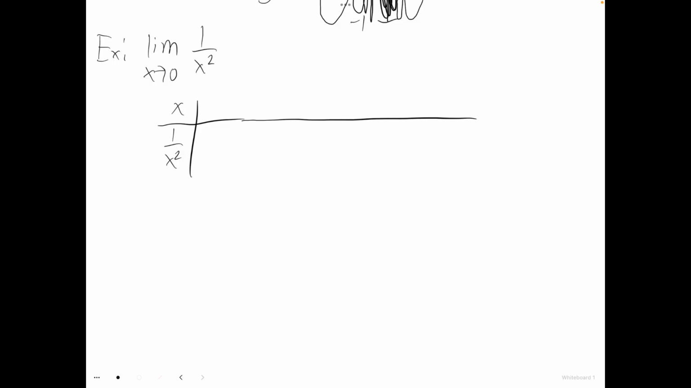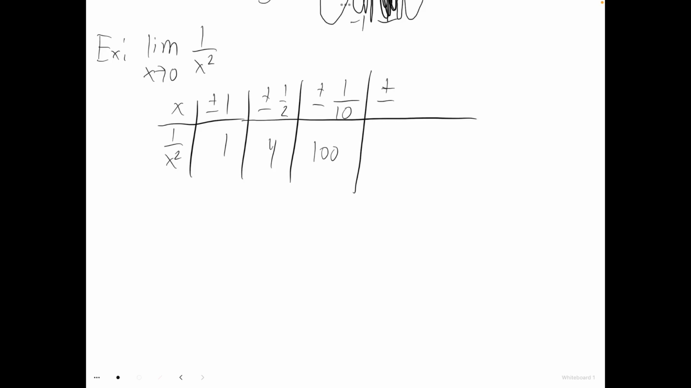And now, once again, I'm squaring everything and approaching 0, so the plus and minus are going to have the same output. So if I plug in 1, I get out 1. If I plug in plus or minus 1/2, I get out 4. If I plug in plus or minus 1 over 10, I get out 100. If I plug in plus or minus 0.001, I get out, I think it's 100,000. Yeah, you get out a million, sorry.